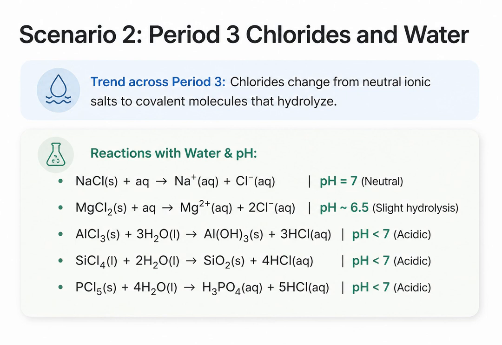But starting with aluminum chloride, the covalent character takes over. Aluminum chloride, silicon tetrachloride, and phosphorus pentachloride do not just dissolve, they react violently with water in a process called hydrolysis. As you can see in the equations, these reactions produce hydrogen chloride gas, which dissolves to form hydrochloric acid, driving the pH of the resulting solutions significantly below 7.